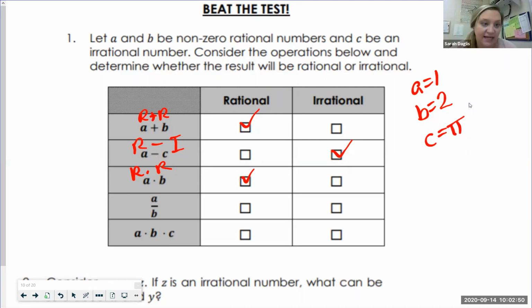All right, the fourth one down is A divided by B. So that is A and B are both rational, right? So that's a rational divided by a rational. If I made them actual numbers, I could do 1 divided by 2. That is a rational number. A nice pretty fraction. Our last one is A times B times C. So that is a rational times a rational times an irrational. Okay, well, let's group them together. These first two are going to still be rational, right? But then when I multiply by that irrational, the whole thing becomes irrational. Okay, and again, if I plugged in the numbers 1 times 2 times pi, that simplifies to just being 2 pi. So it is an irrational number.